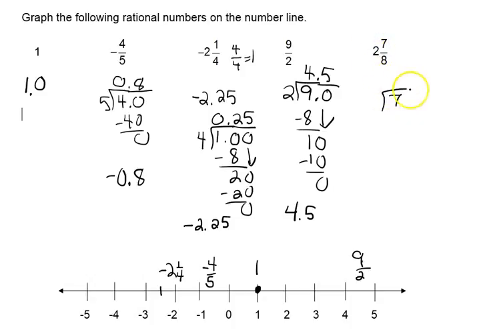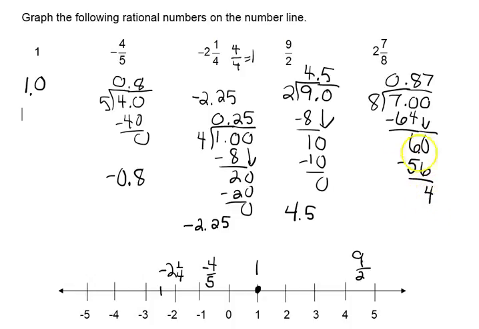So 7 divided by 8. 8 does not go into 7. So add a decimal and a place value. Bring our decimal up. 8 goes into 70 8 times, which is 64. We have 6 left over. 8 doesn't go into 6. So add a 0, bring it down. 8 goes into 60 7 times, which is 56. We have 4 left over. 8 does not go into 4, so we add our place value and bring it down. And 8 goes into 40 exactly 5 times.